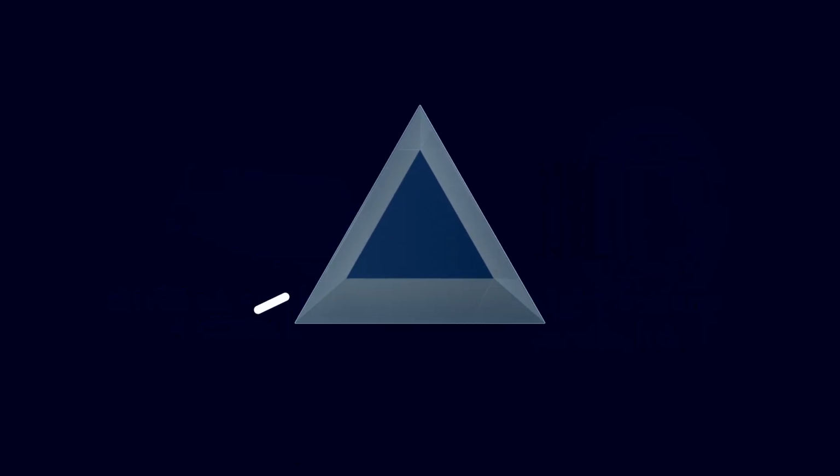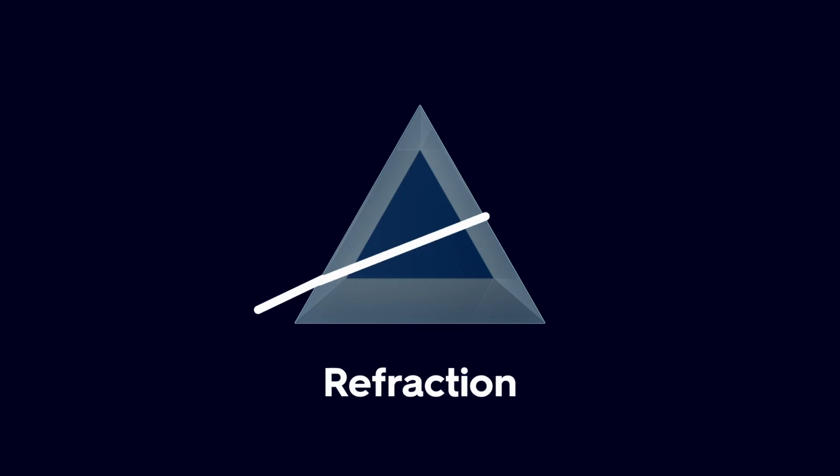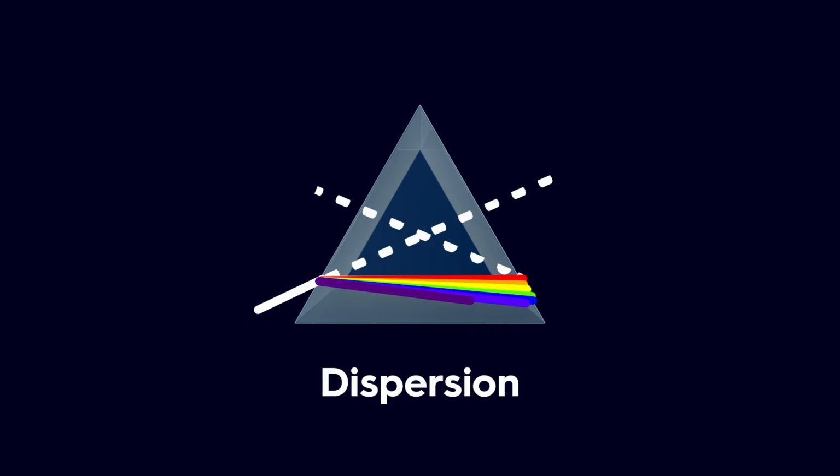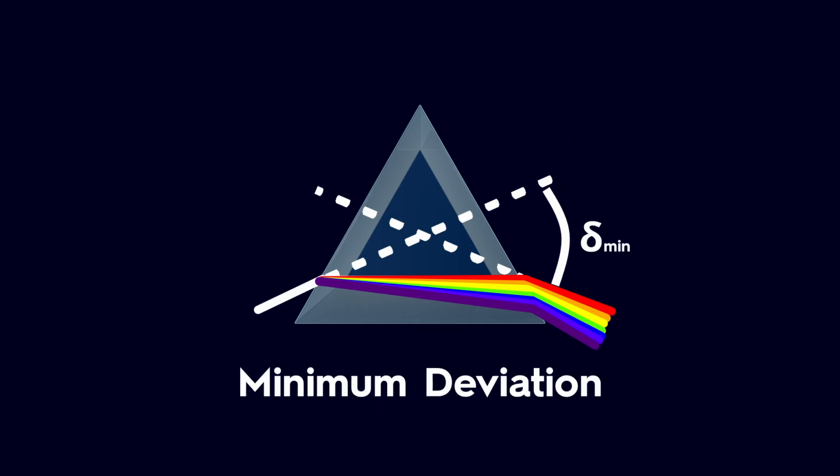So far, we've explored how refraction bends light at boundaries, how dispersion separates it by wavelength, and how the minimum deviation equation links refractive index and prism angle to the smallest total deflection.